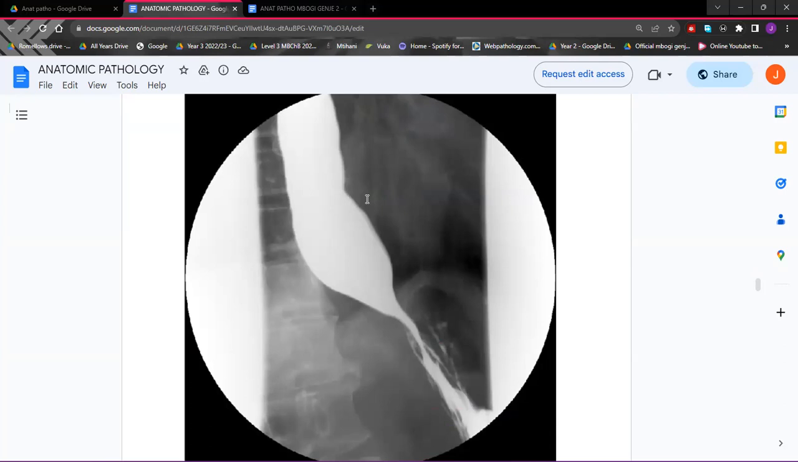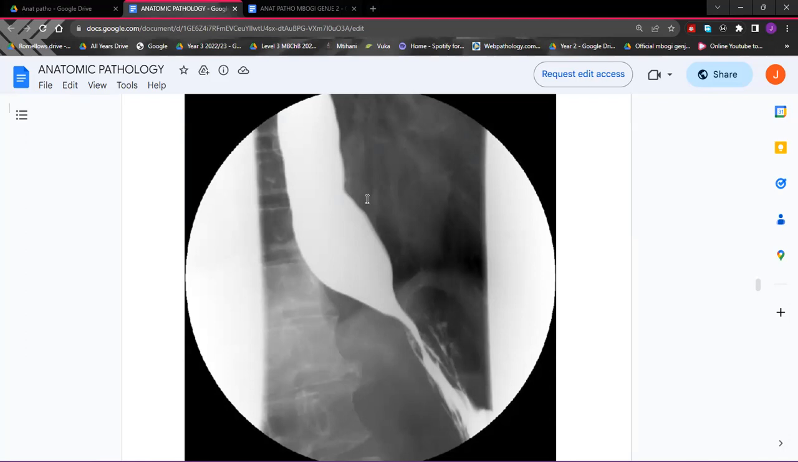I'm usually not sure if they can bring such images, but let's just do it just in case they bring the pathology and it looks something similar. So, what do we see here in this picture? Yes, it looks like sort of a bird beak, right? There's a constriction, and where that constriction begins, there's this bird beak-like appearance. Which pathology is this significant for? Yes, achalasia. So, this is a bird beak appearance of achalasia.